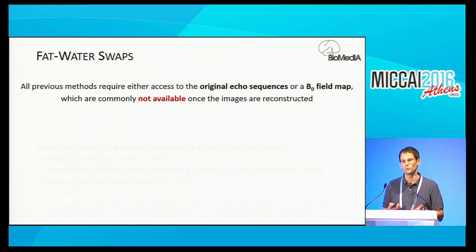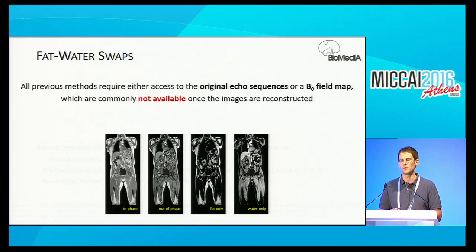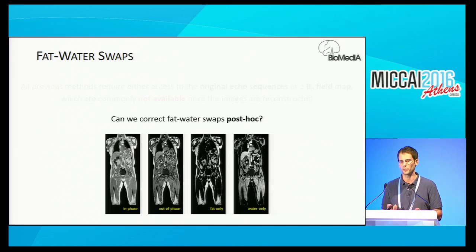These days, all major vendors provide some sort of Dixon MRI imaging protocol, which normally gives you four images: an in-phase, an out-of-phase, a fat-only, and a water-only image. So we asked the question whether we can actually correct fat water swaps retrospectively, given just those four images.